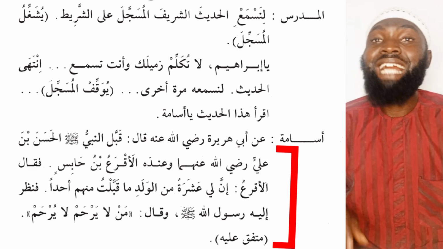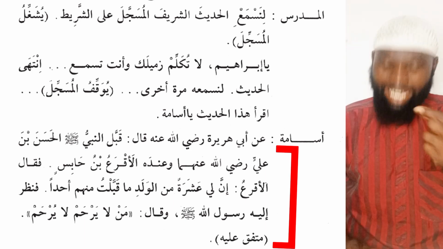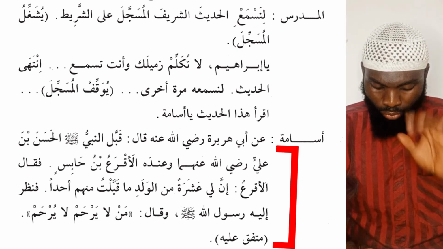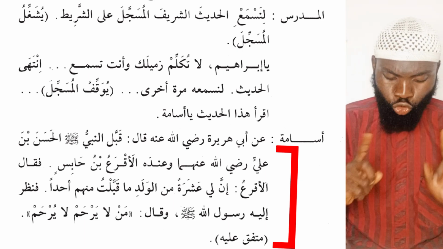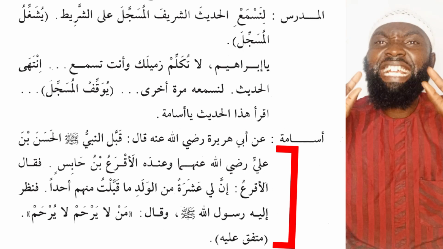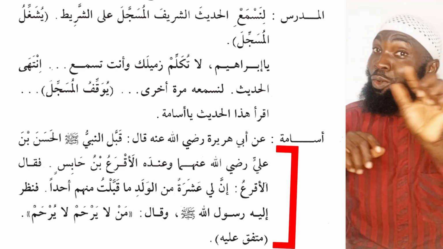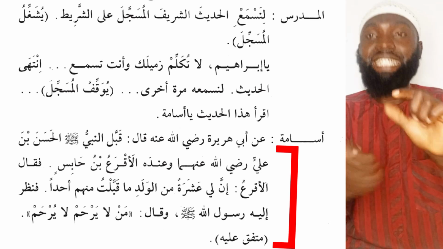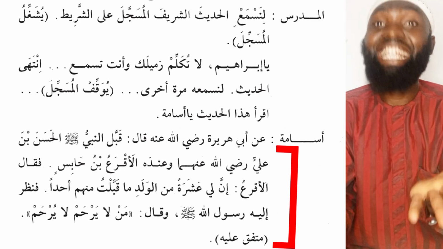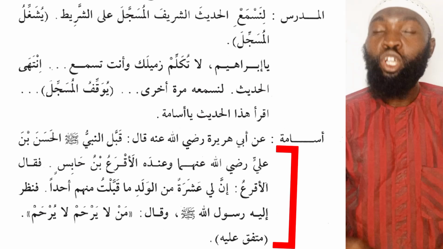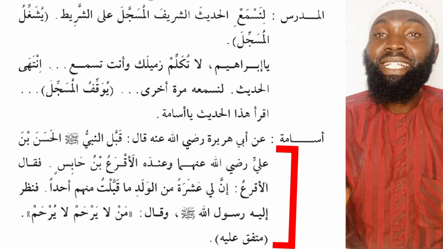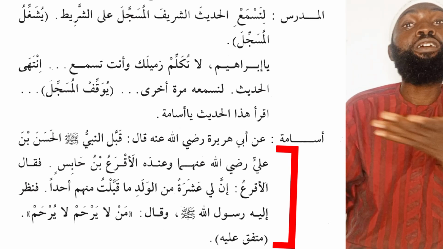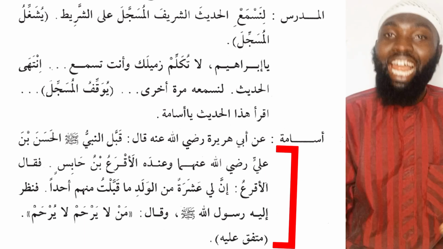فقال الأقرع, and Aqra, the man said, إن لي عشرة من الولد. I have 10 children. ما قبلت منهم أحدا. I have never kissed any of them. The word قبل, he kissed. يقبل, he's kissing. تقبيل, kissing. So any word formed in this pattern, the masdar, the noun of that word, will come under the pattern of taqbil, tasjil, tahmid.